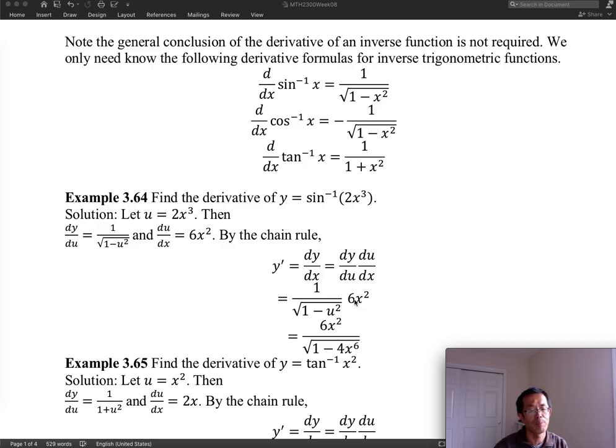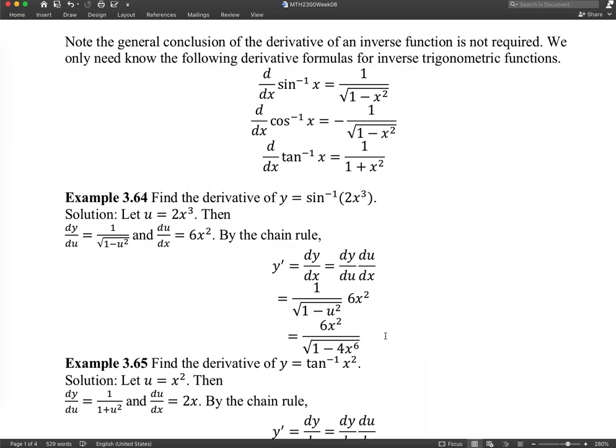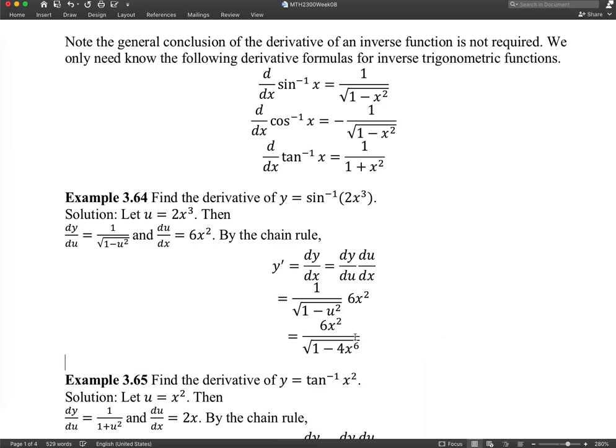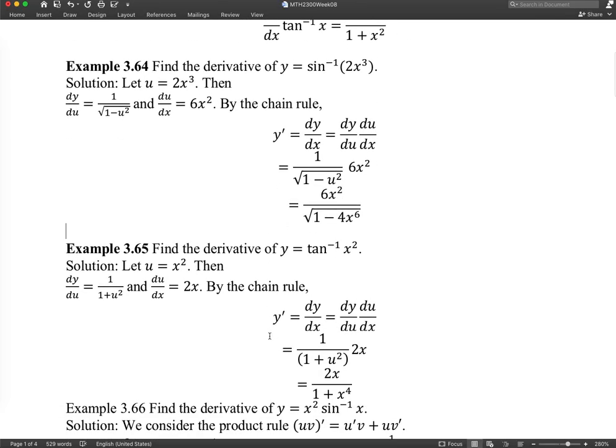Clearly, we don't expect the final answer as u and x mixed. It should be x only. So we put u back in terms of x. That is my answer, the derivative of sine inverse, arc sine. And clearly there's a chain rule involved. And the next one, also the chain rule involved.